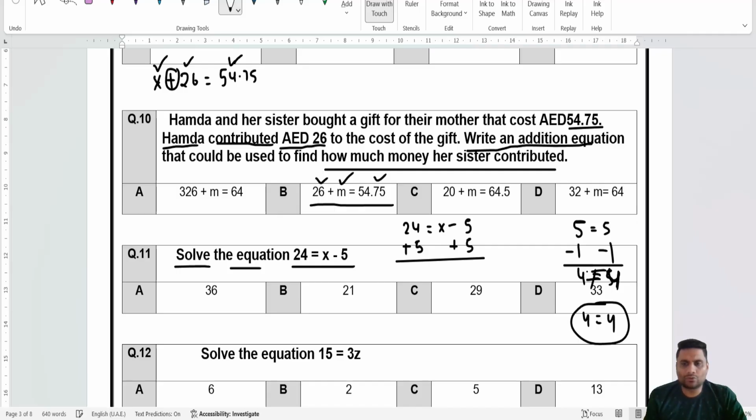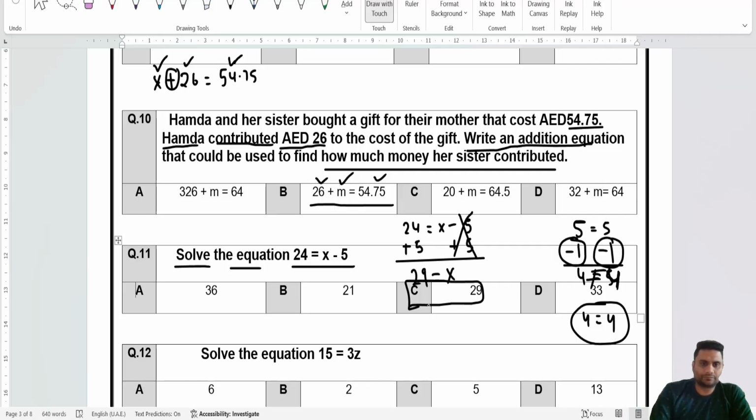So to keep them equal, whatever you do on one side, the left side, do the same thing on the right side also. Because I did plus 5 here, I have to do plus 5 on the other side also. Now 5 minus 5 is gone. What is left here? x equals 24 plus 5, that will be 29, and option number C, 29. Okay. Next question.